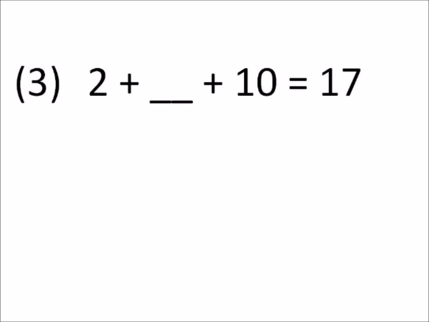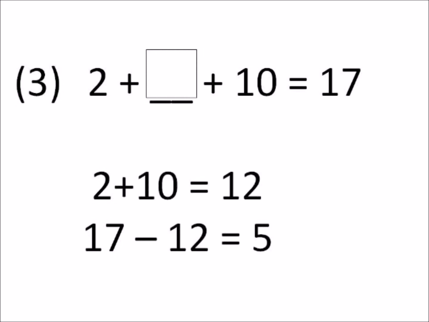Now 2 ways you can do it. A simple problem, but you have to decide how you will work it first. Okay, so there I have it. You have 2 plus 10 gives you 12. You added the numbers at the front, and then you subtracted it from 17. 17 take away 12 would give you 5. That's one way you can do it.